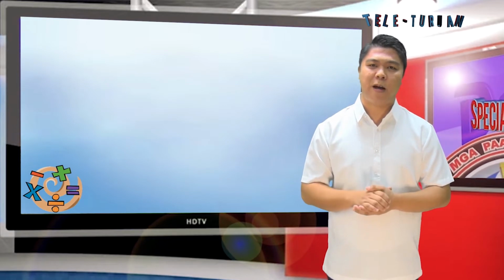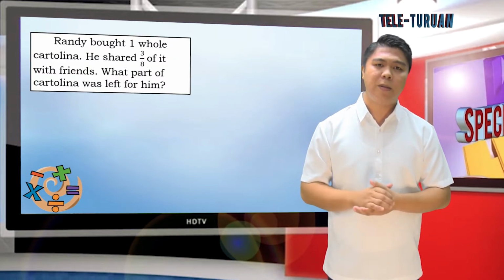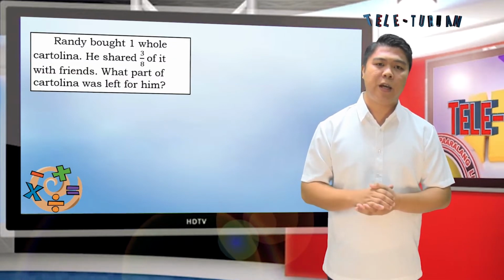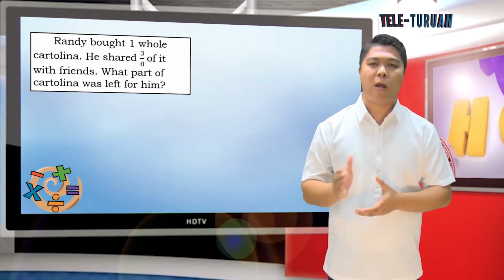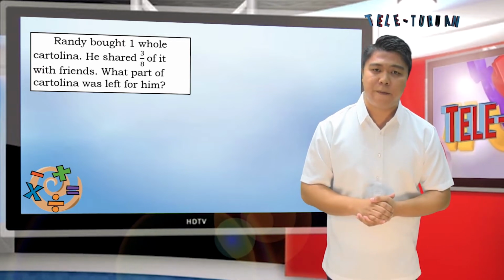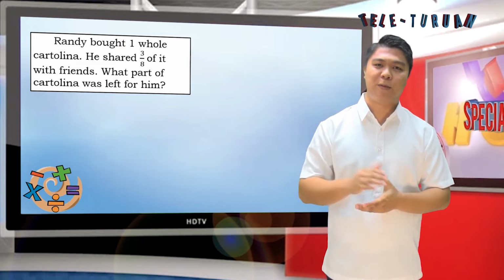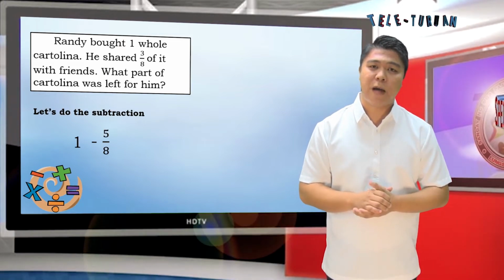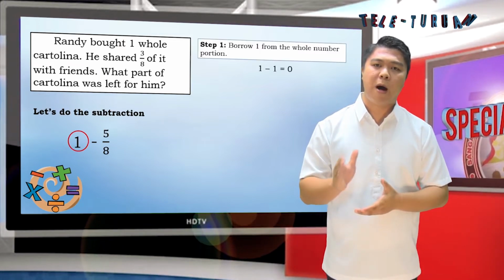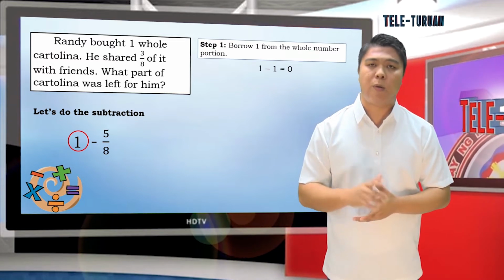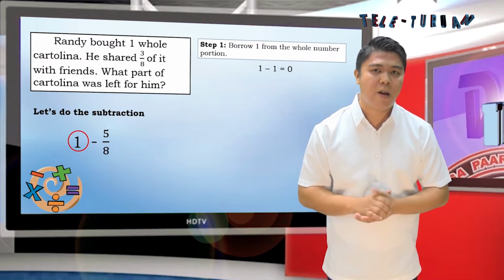Let's have another one. Randy bought 1 whole cartolina. He shared 3/8 of it with friends. What part of cartolina was left for him? Let's do the subtraction. 1 minus 5/8. Step 1, borrow 1 from the whole number portion. 1 minus 1 is 0.